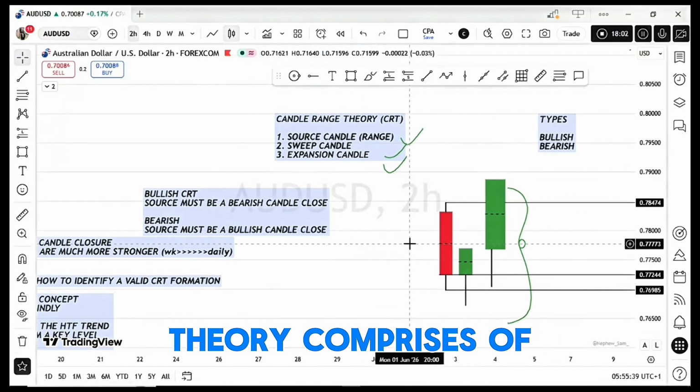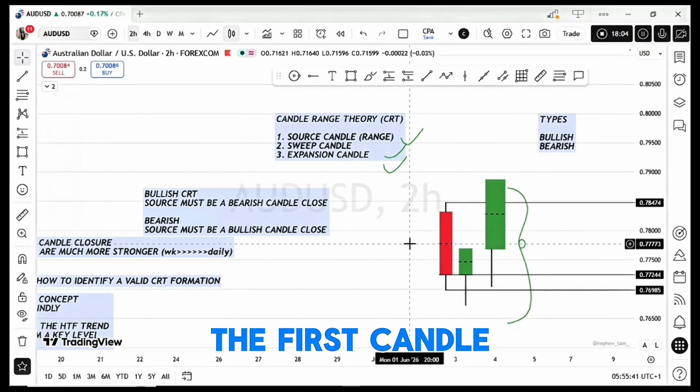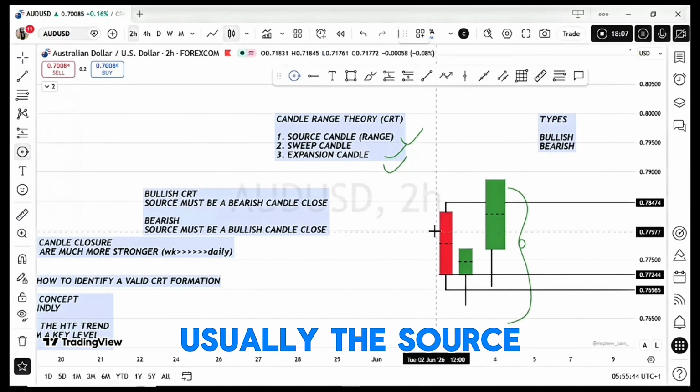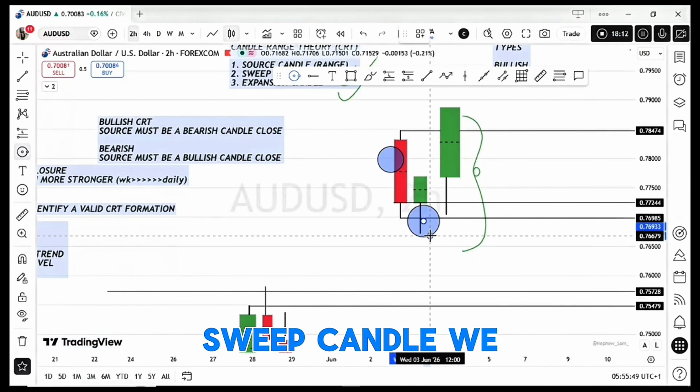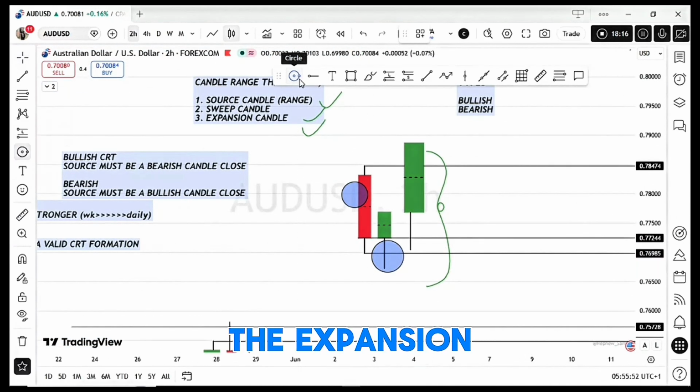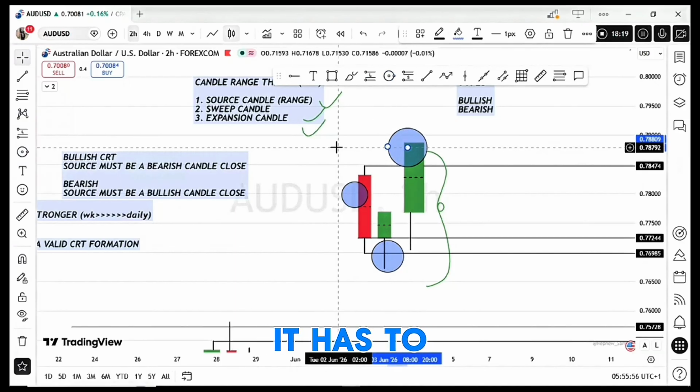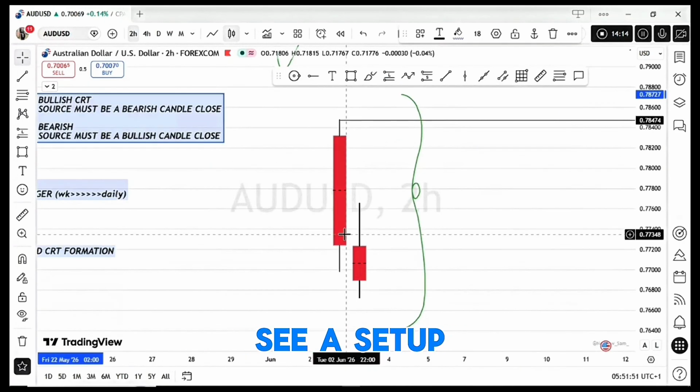The candle range theory comprises a three-candle formation. The first candle is usually the source candle. We have the source candle, we have the sweep candle, we have the expansion candle. It helps to complete the range. That is why if I don't see a setup on Monday, I wait for Tuesday. If I don't see one on Tuesday, I wait for Wednesday. I must wait for the candle to close before I make any trading decision.